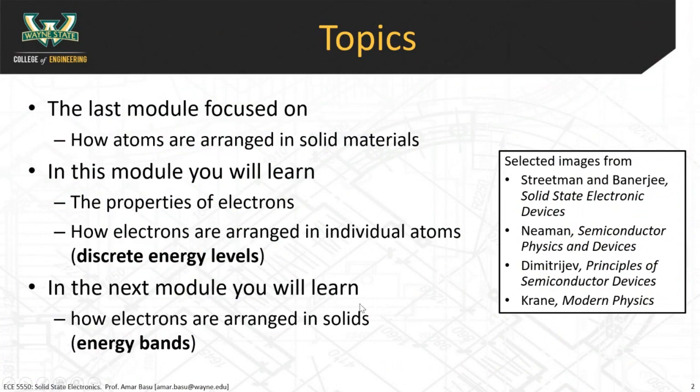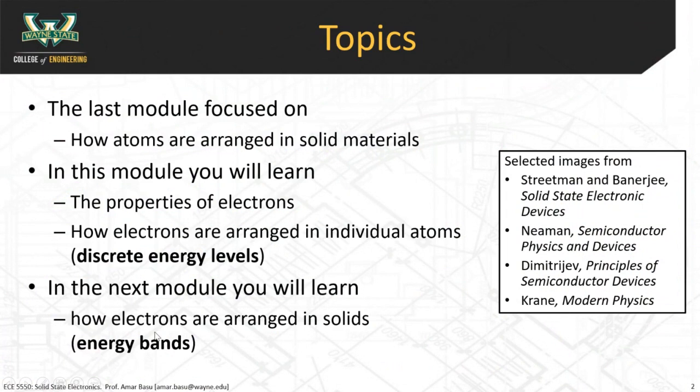In the next module, we're going to talk about what happens when, instead of individual atoms, you have crystals. So you have a whole ton of atoms that are connected in a two-dimensional or three-dimensional lattice. Then the locations and behaviors of the electrons change compared to a single atom on its own. Okay, so they form something called energy bands.